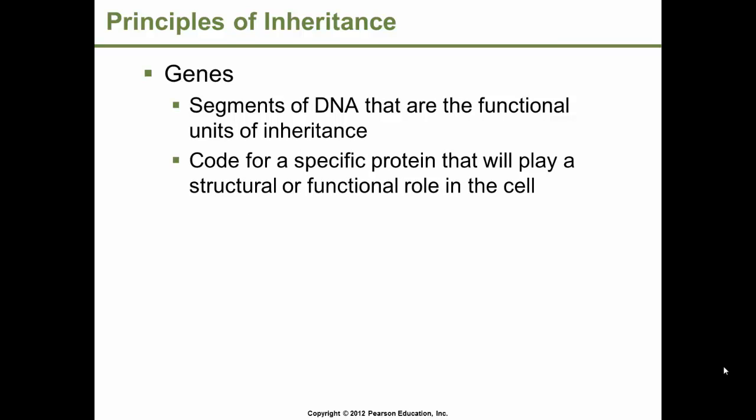Genes are specific segments of DNA that are the functional units of inheritance. They code for a specific protein that will play either a structural or a functional role in the cell. The gene-determined protein can influence whether a certain trait or characteristic will develop. Thus, genes are considered the functional units of inheritance. Estimates are that there are about 20 to 25,000 genes distributed among the 23 pairs of chromosomes.